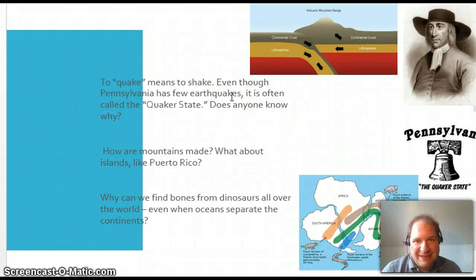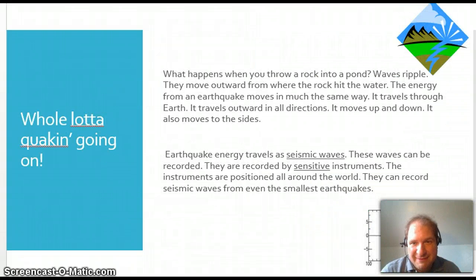So quake means to shake. We'll talk about this in live class, why we're called the Quaker state, even though we don't have earthquakes. So how mountains are made, remember it can push together. Also magma comes out, the stuff underneath from under the lithosphere. And why we can find bones, dinosaurs walked all over the place.